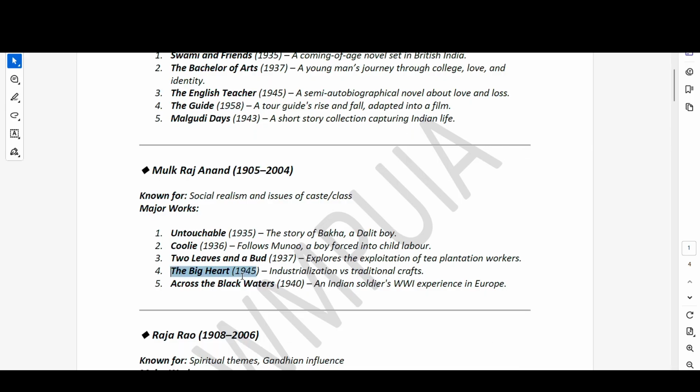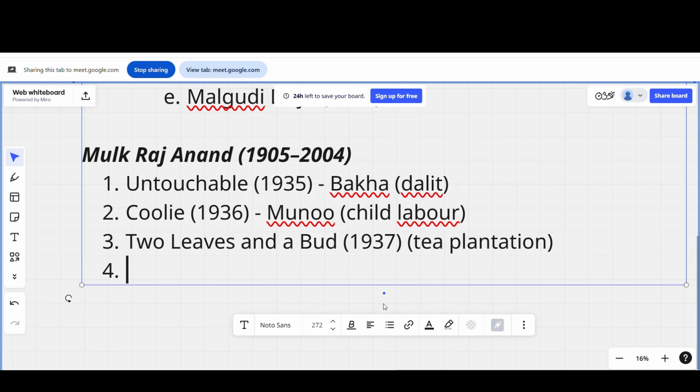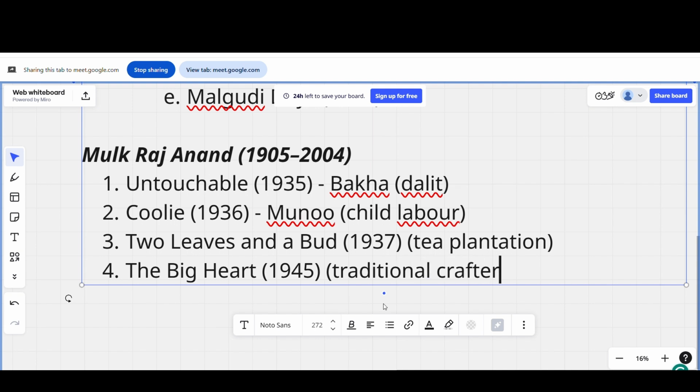The Big Heart. We'll do up to 4 only. The Big Heart talks about traditional crafts, like what you make in your home, and industrialization. Industrialization means factory stuff and all. For example, if you're making some type of shawl or hat that is traditionally made by hand, or with machine, that's industrialization. I'm just writing the keywords.